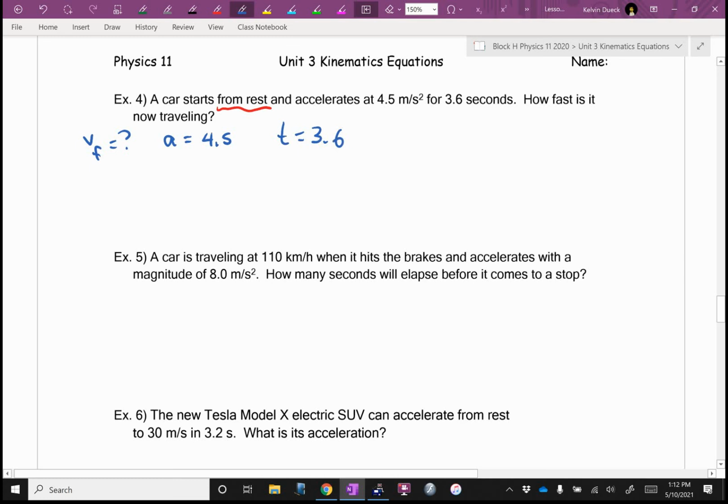What you're going to notice in this unit is you need 3 things to find the 4th thing. Right now I only have 2. That means the question must have told me something else. What did I underline and what does that tell me? Rest. Oh, 0. I'm looking for an equation that has a VF, an A, a VI, and a T in it. There is one. Wait, we know that one. Do we? What's the equation for VF?